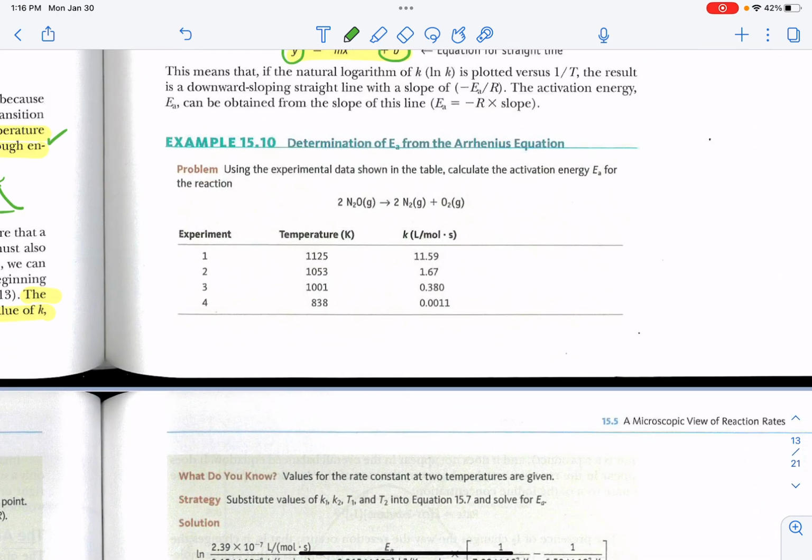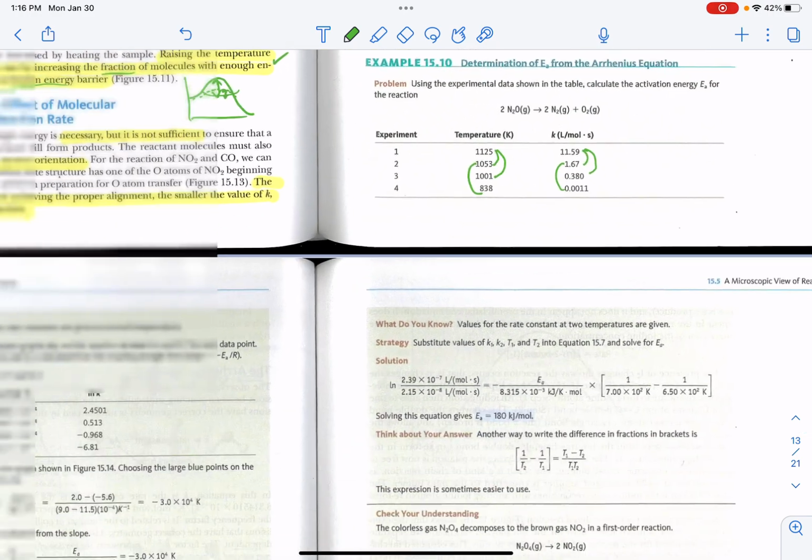And here's an example of using the Arrhenius equation. You are given 4 experiments here. You can pick any 2 experiments. You can look at this temperature difference and this k difference, or this temperature difference and this k difference, or this temperature difference and this k difference. Doesn't matter. You have all those different combinations. Just make sure you're consistent. Use the same 2 temperatures that correspond to the same 2 k's.